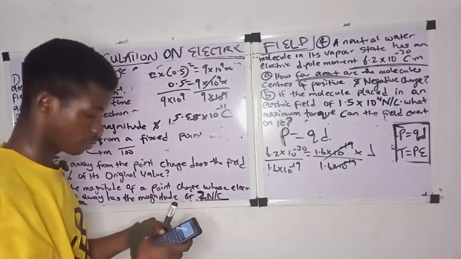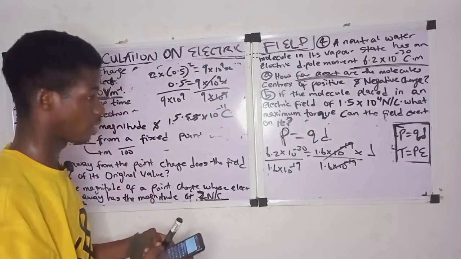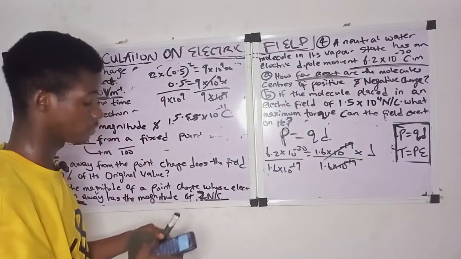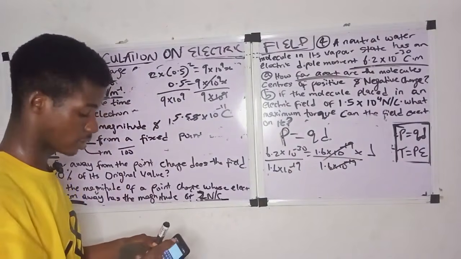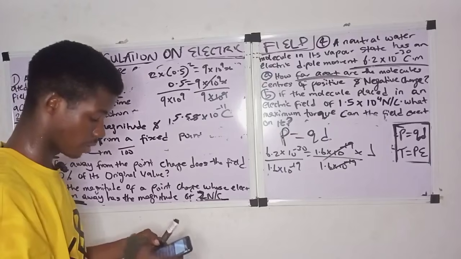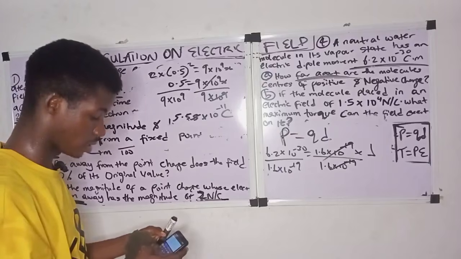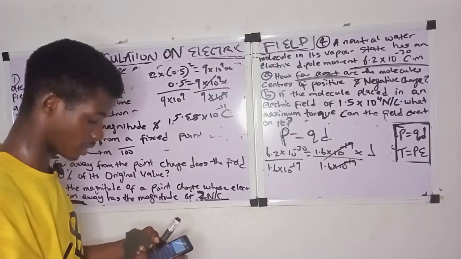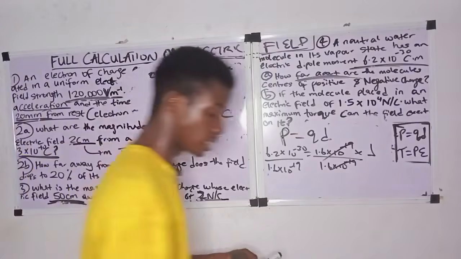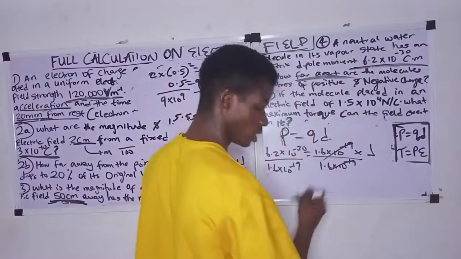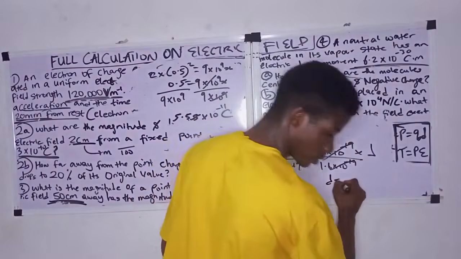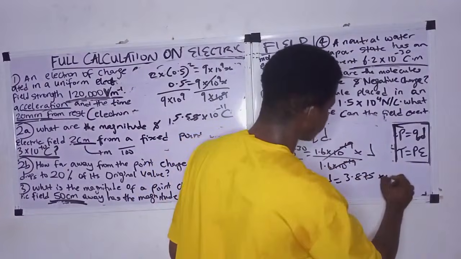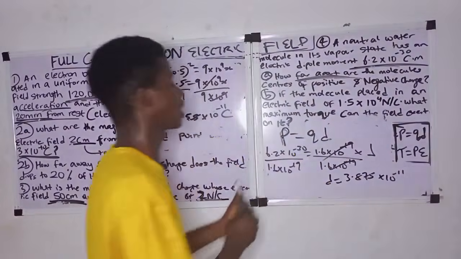So if we do it, 6.2 times 10 raised to power minus 30 divided by 1.6 times 10 raised to power minus 19. So the distance is equal to 3.875 times 10 raised to minus 11. Okay, so this is the answer.